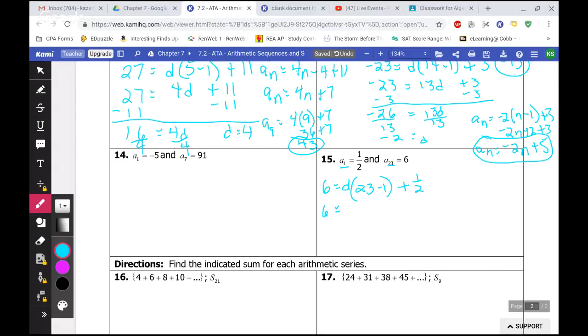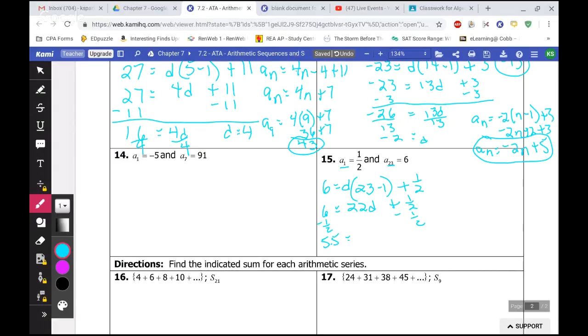So 6 equals 23, no, my bad, 22d, because 23 minus 1 is 22d, plus 1/2. We're going to subtract a half from both sides. So you could do 5.5 if you wanted to here, if you'd rather work with decimals.